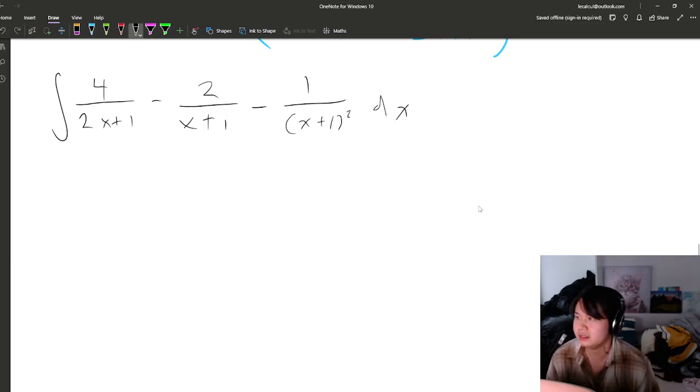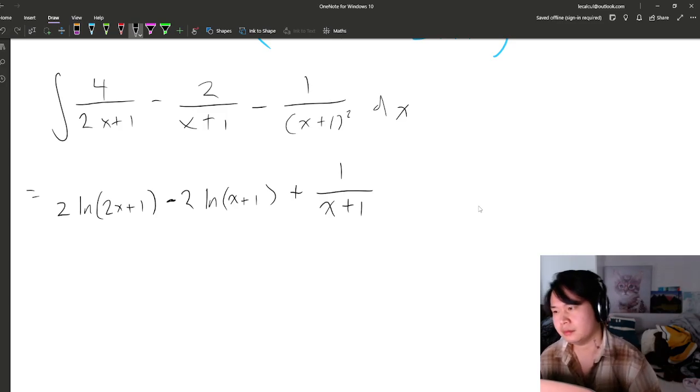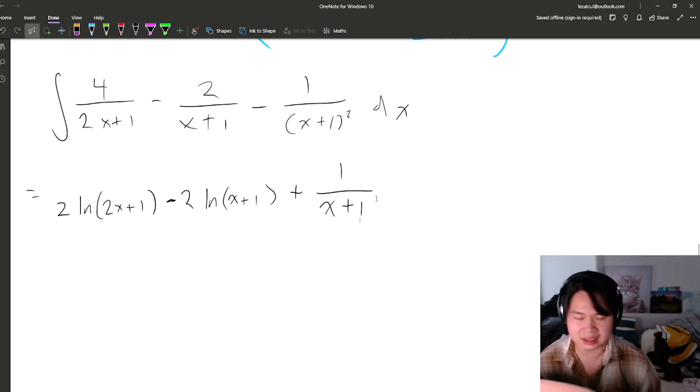Okay, and then this will be something. Oh my god. I haven't done integrals in a while. Let's see. This is ln, right? I think it is. Let's see. This one would be 2 ln 2x plus 1 minus, and then this one would be plus 1 over x plus 1, and then I guess there's a plus c.